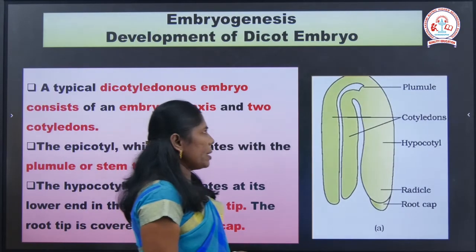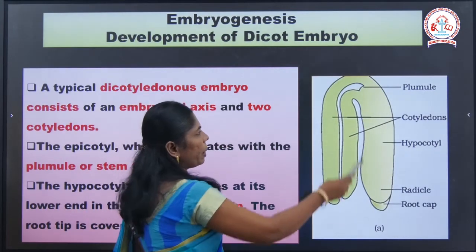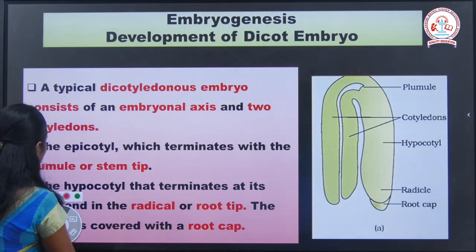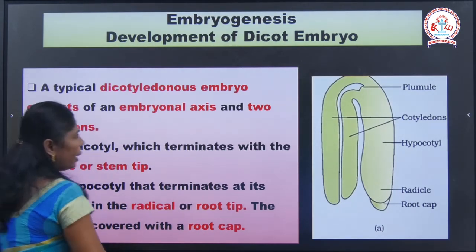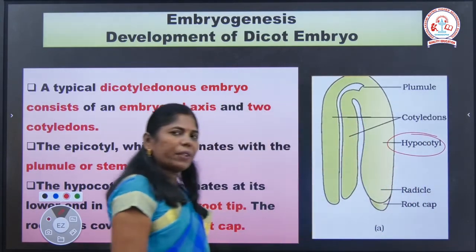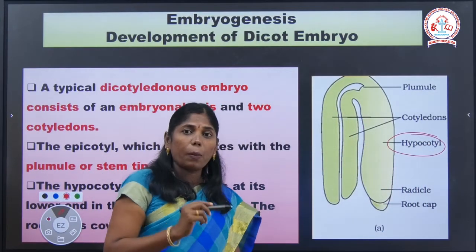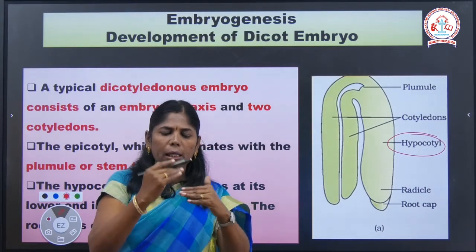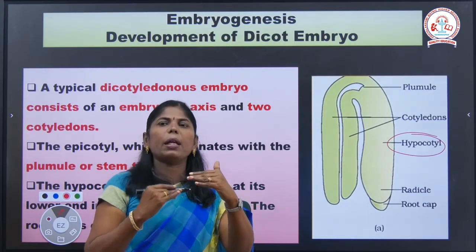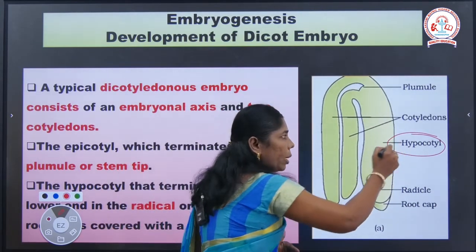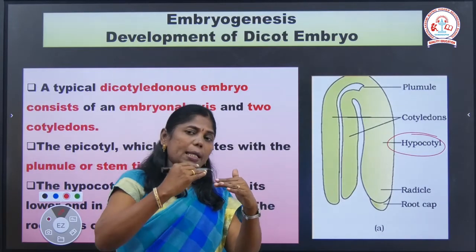Okay, the embryo consists of the plumule, cotyledons, hypocotyl and epicotyl. So what is the difference between the hypocotyl and epicotyl? Okay, so the hypocotyl is the part of the embryonal axis that lies below the cotyledons, and the epicotyl is the above region.